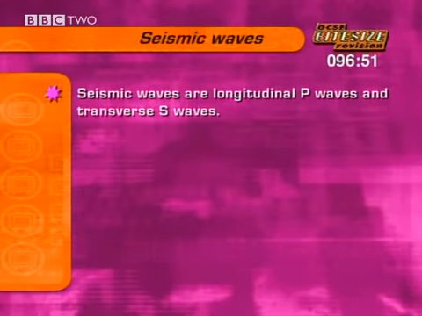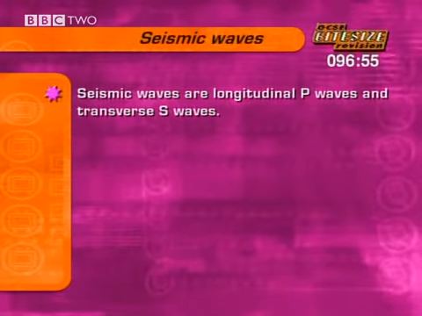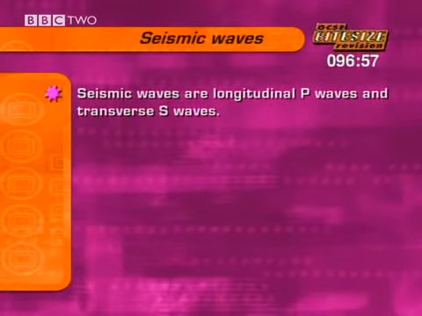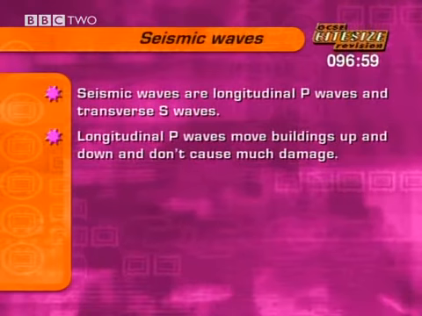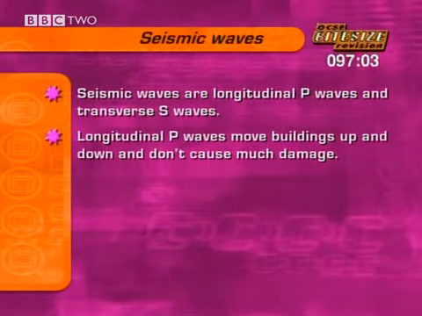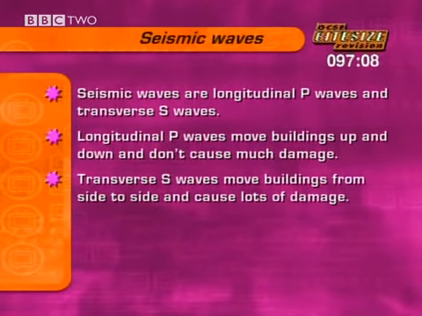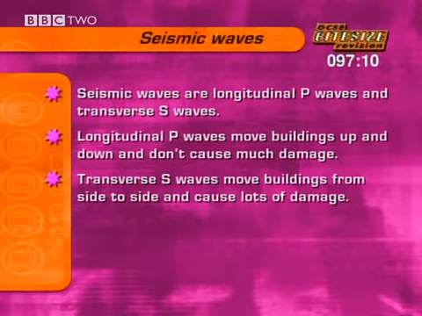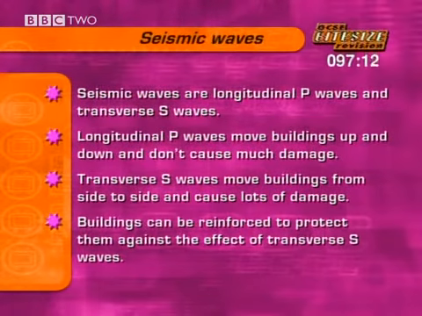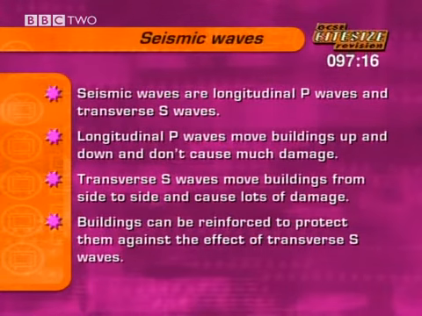So we saw that the two kinds of seismic waves are longitudinal P waves and transverse S waves. The longitudinal P waves move buildings up and down and don't cause much damage. The transverse S waves move buildings from side to side and do more damage. Buildings can be specially reinforced to protect them against the effect of transverse S waves.